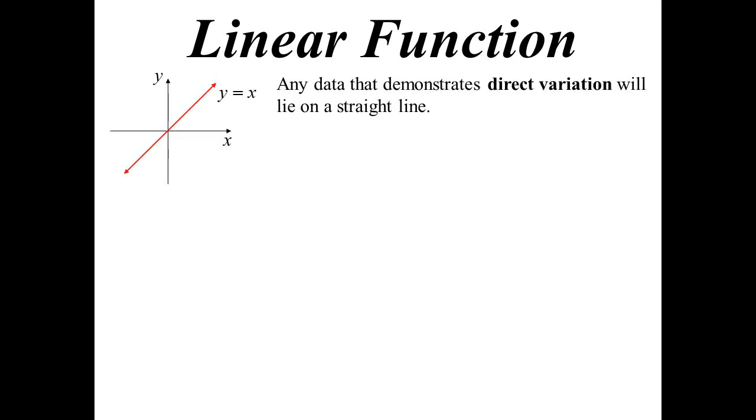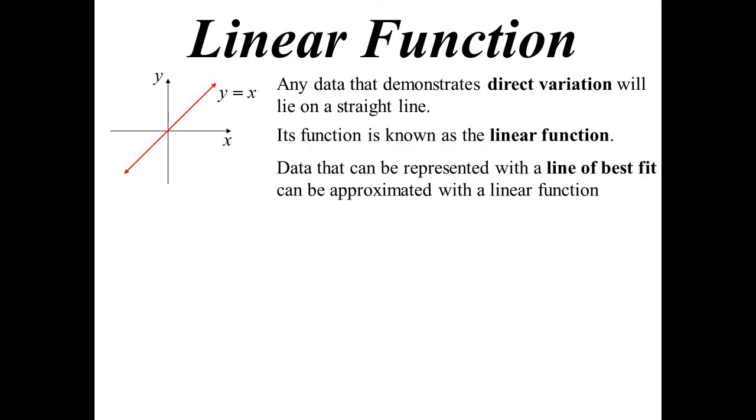So let's start with the most basic of all graphs, our linear function. And there, I guess, the most basic linear function is y equals x. Now, if you plot your data and you get a straight line, then you know that there's going to be a direct variation between the two pieces of data. So it'll always be y equals some constant times x. As I say, it's called the linear function.